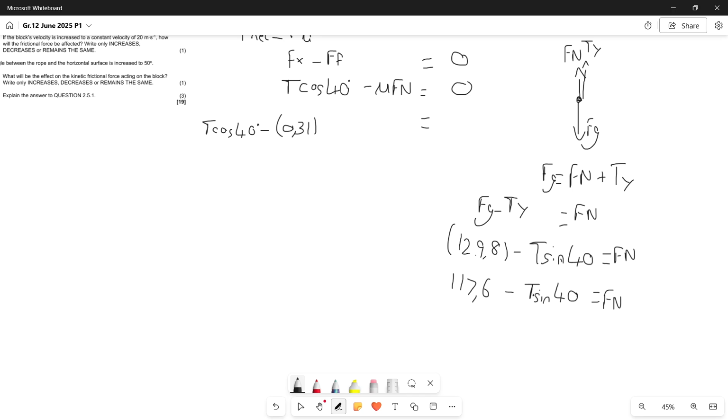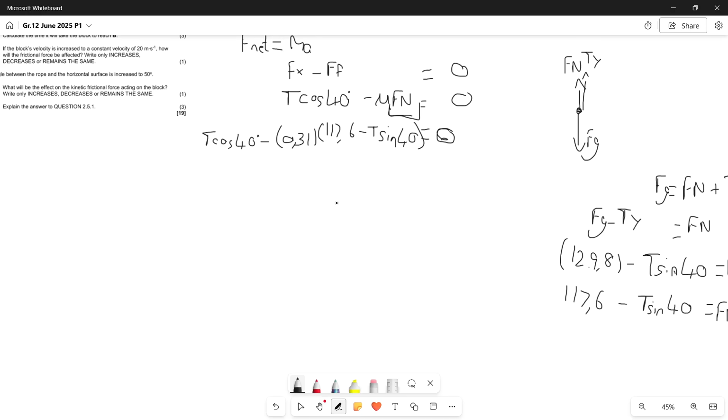So that means we can just go ahead and plug that into our formula here where our Fn is. That means we have 117.6 minus T sine 40. And this still equals 0. At this stage, we can just go ahead and solve for everything.